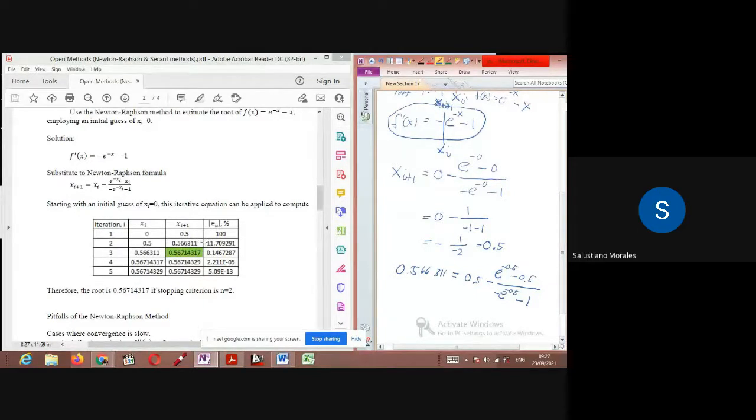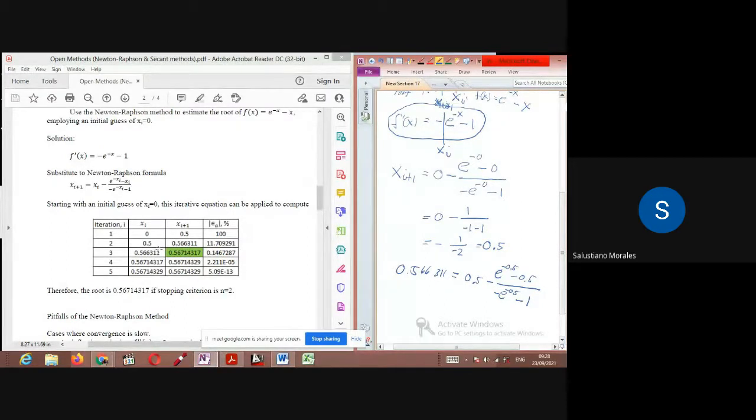And if you compute the absolute relative approximate error, the present value is 0.566311 and our previous value is 0.5. So using the formula for the relative approximate error, we have a value of 11.709291%. So we have not yet met the condition, assuming our stopping criterion is n equal to 2, such that our Es, the Scarborough equation value, should be 0.5%. So we go another iteration, say iteration number 3.